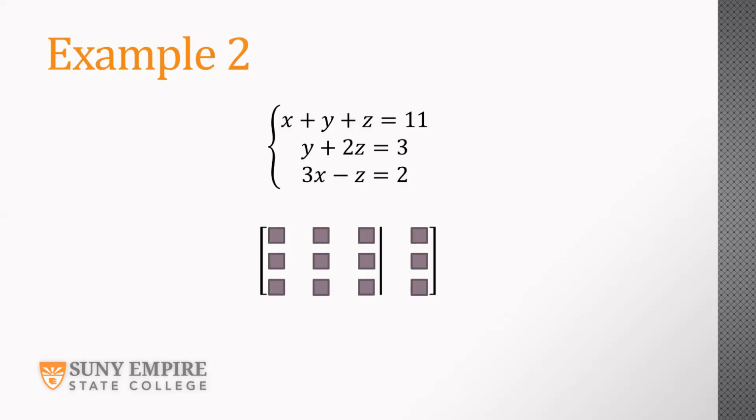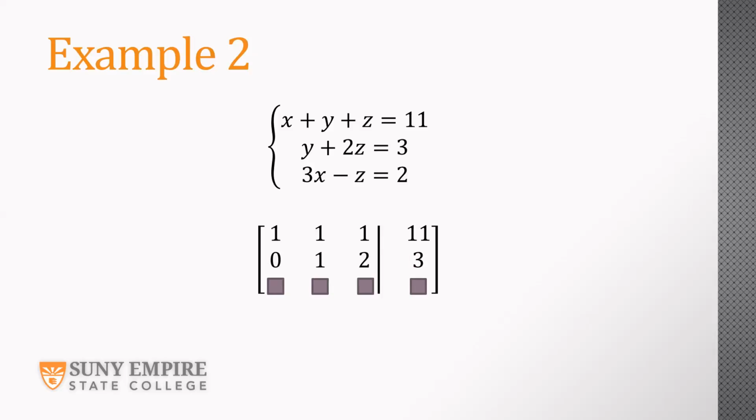What if we had the system of equations x plus y plus z equals 11, y plus 2z equals 3, and 3x minus z equals 2? What would its augmented matrix look like? For the top equation, all the coefficients are 1. So we have 1, 1, and 1 with the 11 after the vertical line.